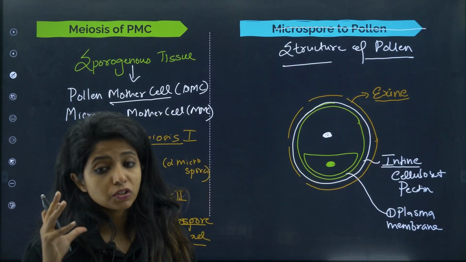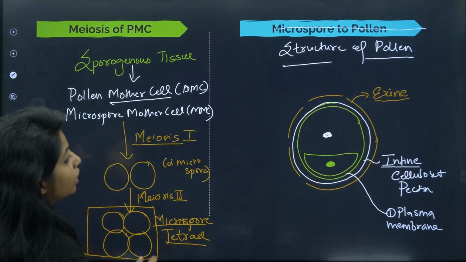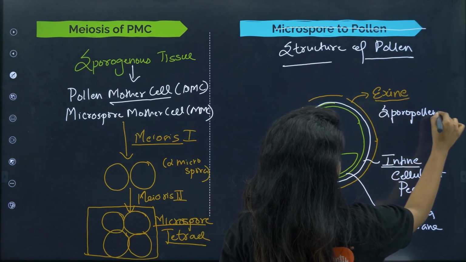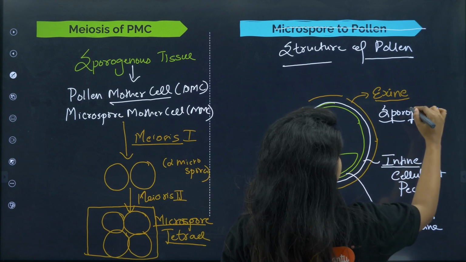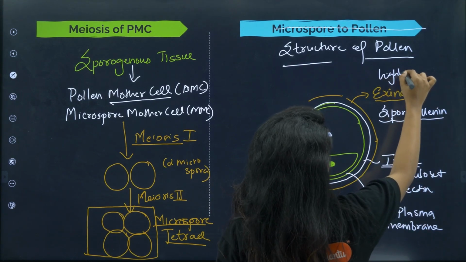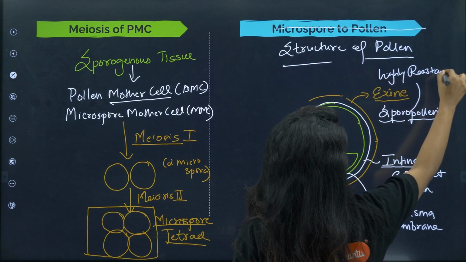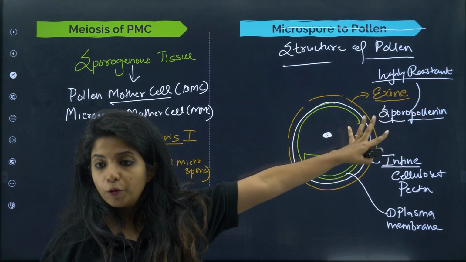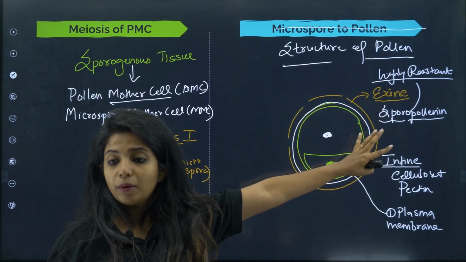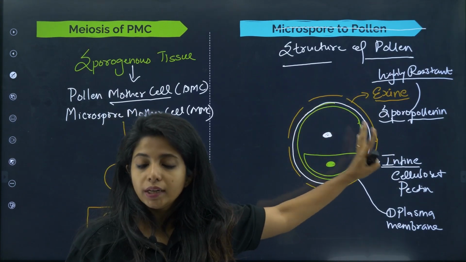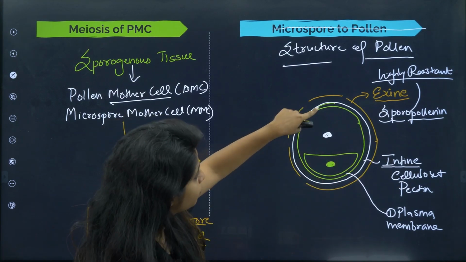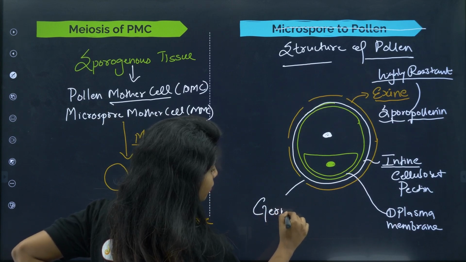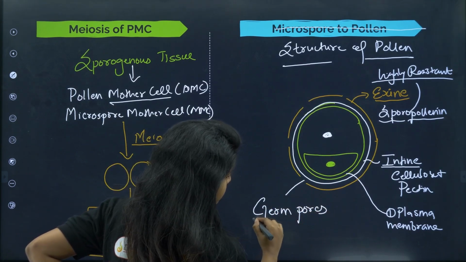And this is made up of something very unique which you call sporopollenin. What do you call it? Sporopollenin. This, children, is highly resistant to any kind of damage. So no damage can happen to the pollen grain if it is made up of this sporopollenin. So the exine layer is always made up of sporopollenin. Agree? Now if you see, there are some pores that I made over here. What are these pores, children? These pores that you see are known as germ pores.